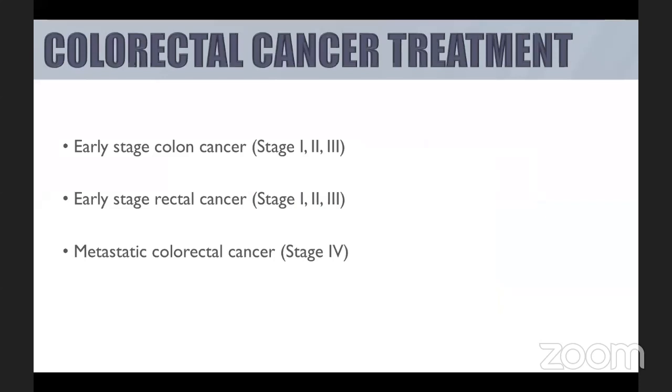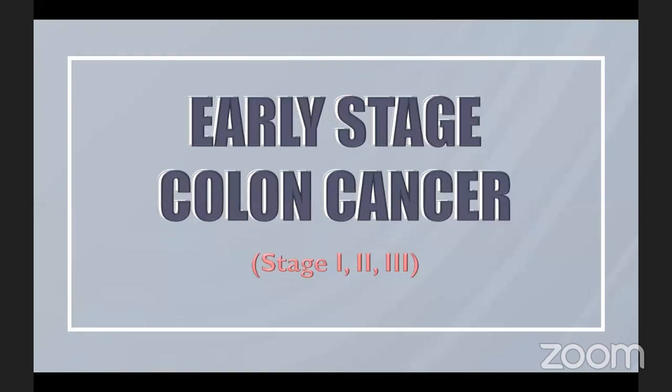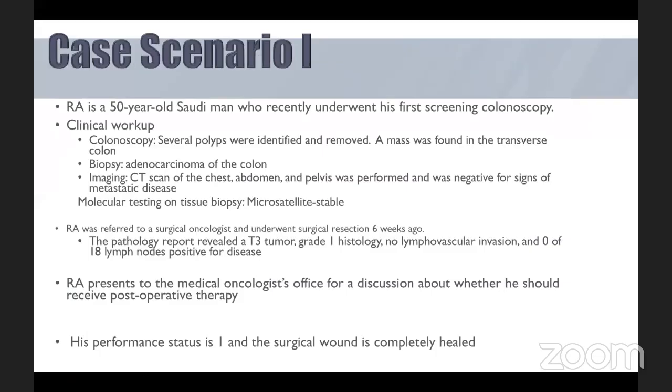In the treatment, we're going to briefly talk about early stage colon cancer, stages 1, 2, and 3, early stage rectal cancer, stages 1, 2, and 3, and combined metastatic colorectal cancer, stage 4. When we get to stage 4, the treatment is the same, but if you are in the early stage, it will be different. Okay, for early stage colon cancer, let's start with this case and let me see your basic information about it. So Ines, are you with me?